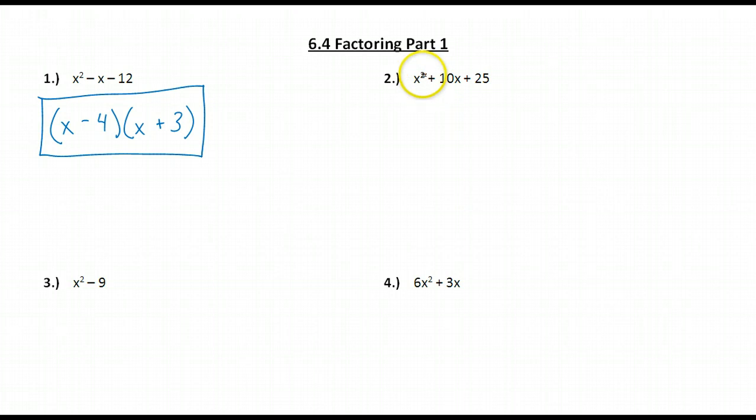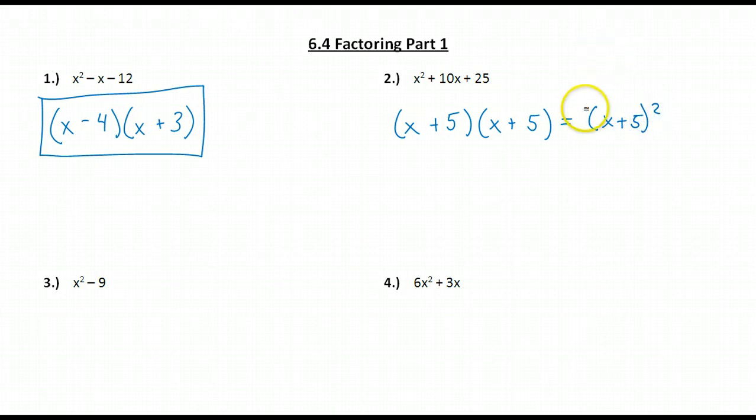Example 2 is also a quadratic trinomial. To factor the quadratic trinomial, set up two sets of parentheses. First two terms in each parenthesis have to multiply together to give me x squared. The last two have to multiply together to give me 25. And when I FOIL, my middle term has to be 10x. If you notice, x plus 5 times x plus 5 can be rewritten as x plus 5 squared.